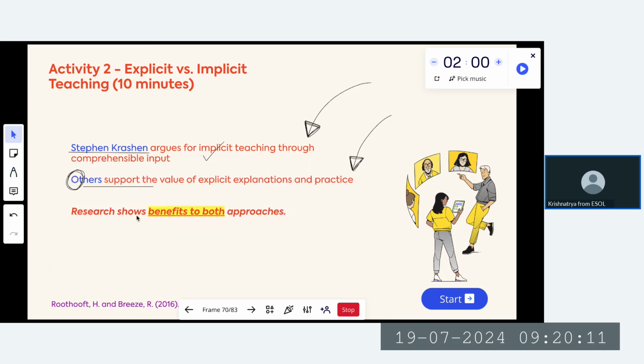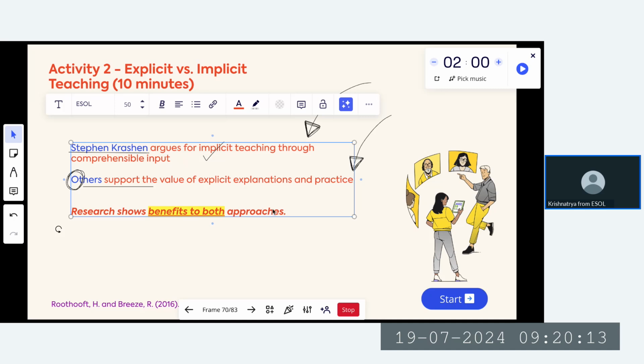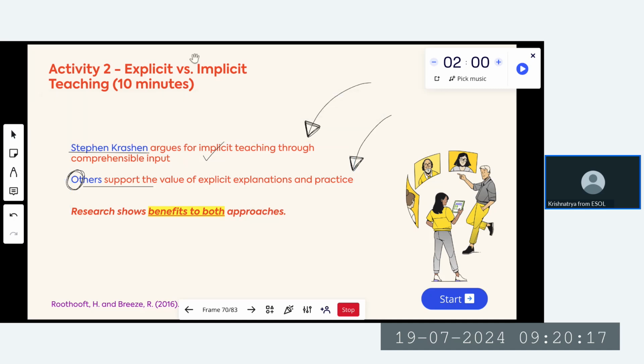Research shows benefits to both approaches. And to be honest, if you ask me what kind of a teacher I am, I will say I am largely an SK teacher. All my life, I've been an SK teacher. I was trained to be like this. It does not mean that this is wrong.